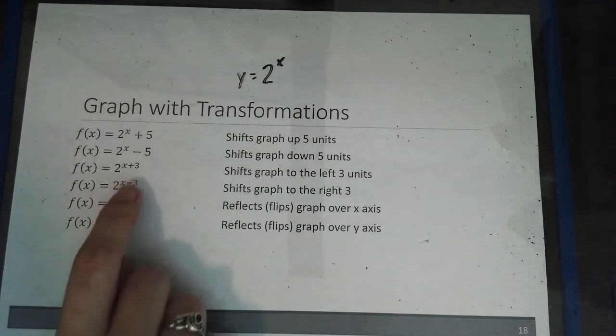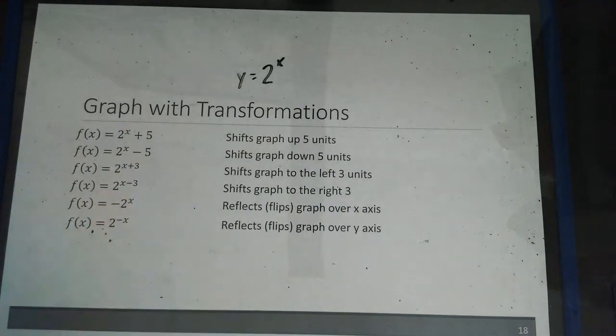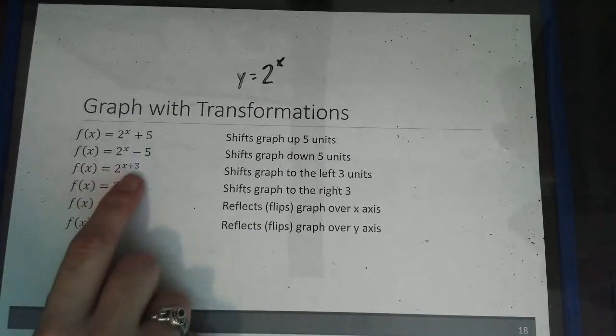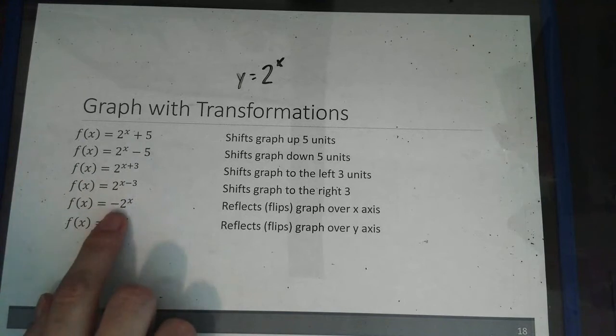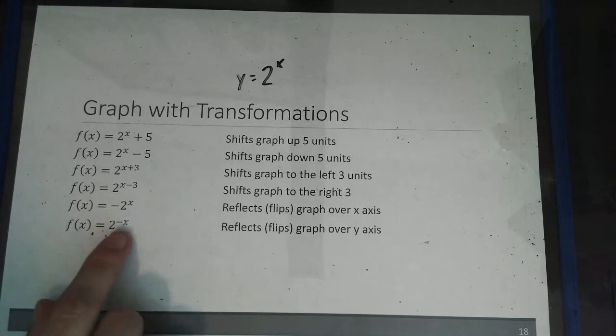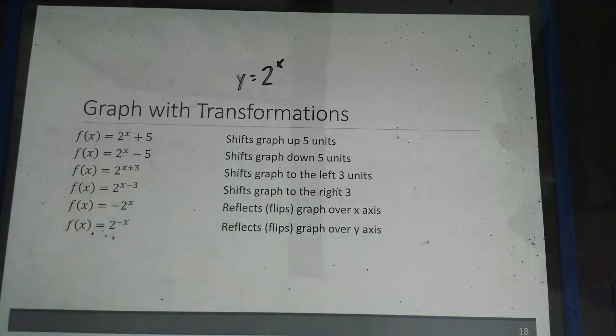If we add or subtract from the x, meaning we're in the exponent, remember that's going to be a horizontal shift, but it's backwards of what you would expect. So a plus 3 is actually going to move us to the left 3, and a minus 3 is going to move us to the right 3. If we throw in a negative out front, then that's going to flip us in the y direction, which is flipping over the x-axis. And if we put the negative in front of our x, that's going to flip us in the x direction, which is over the y-axis.